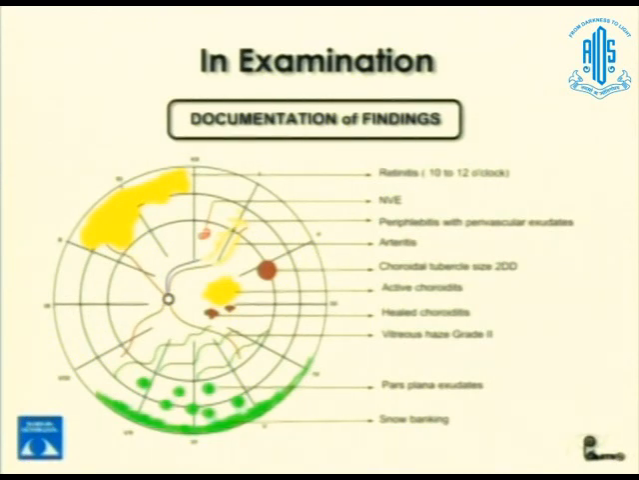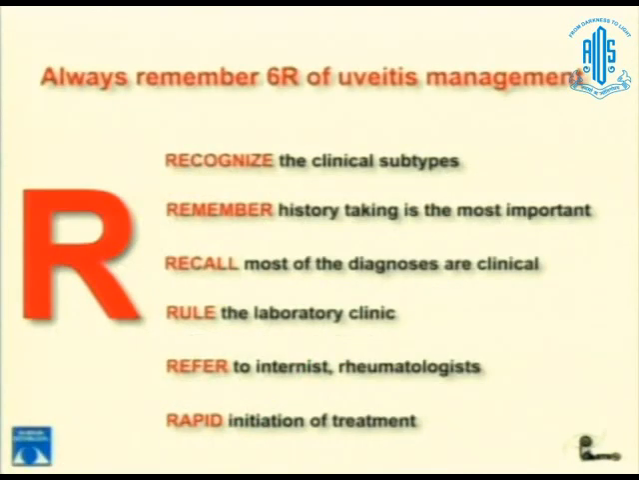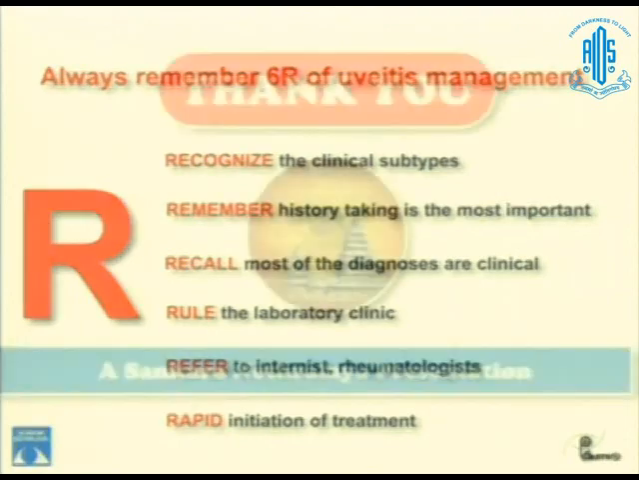In practice, just remember these 6 mantras of uveitis management. Recognize the clinical subtypes. Remember that history taking is the most important step in uveitis management. Recall that most of the diagnoses are clinical. Rule the laboratory, don't be a slave to it. Refer to the internist or rheumatologist if you are in doubt. Refer to seniors and start rapid treatment, which can save the patient's eye. Thank you.